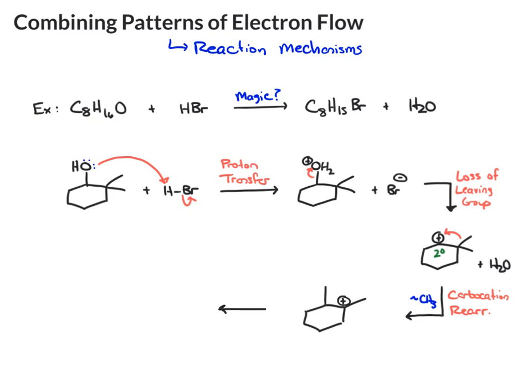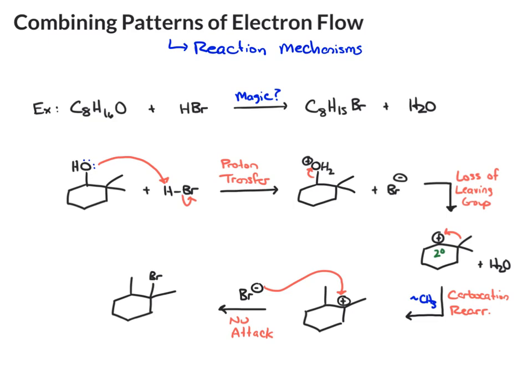So what will happen is the Br minus will come around and add there. And we know that this is called a nucleophilic attack. And we get our final product, which is the C8H15Br. And then the water was lost over here in this step.